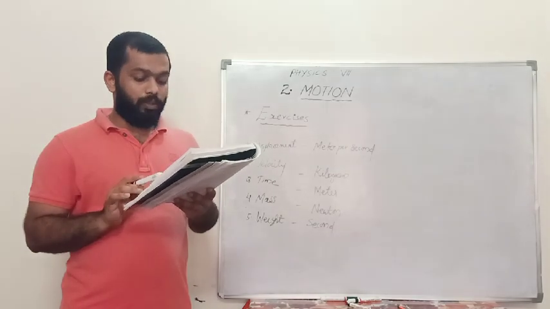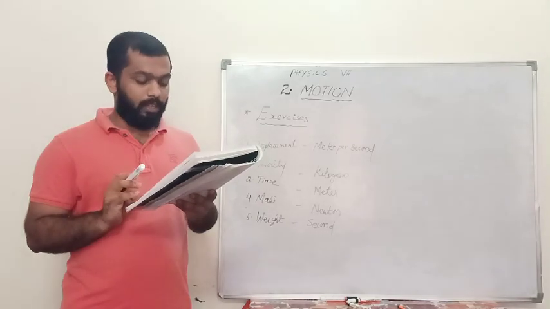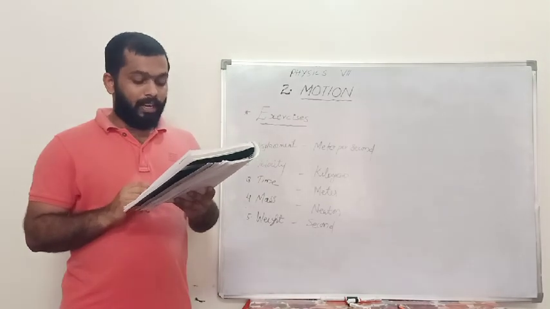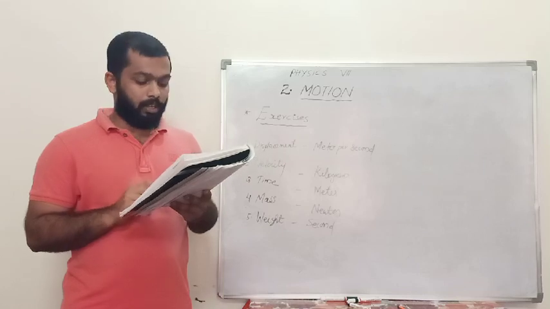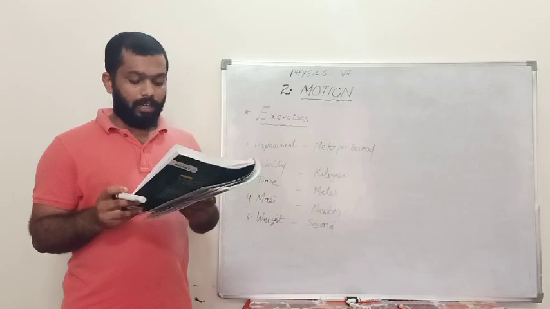Fourth one, the SI unit of velocity, same as speed, is meter per second. Answer is meter per second. Fifth one, the dash of the body is defined as the quantity of matter contained in it. What is the answer? Mass.